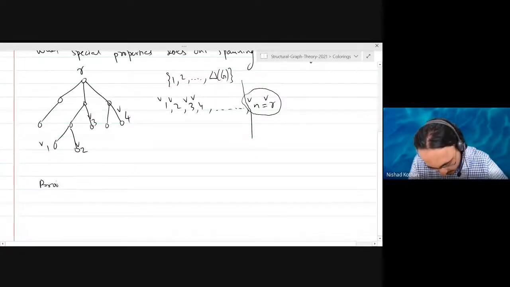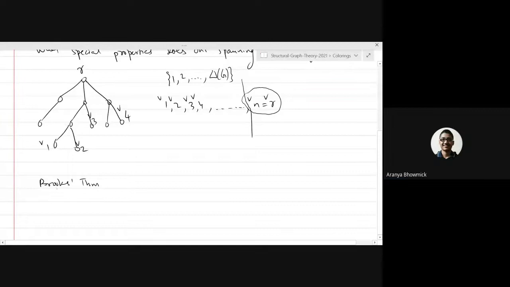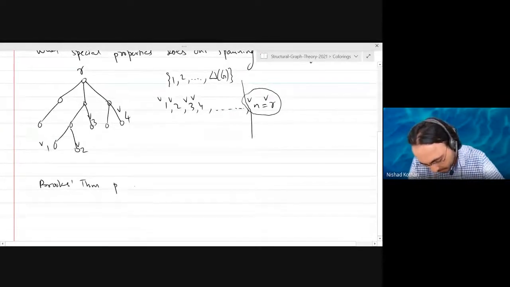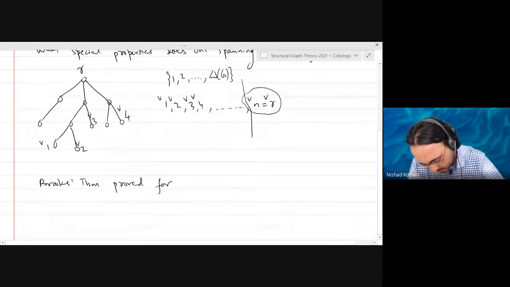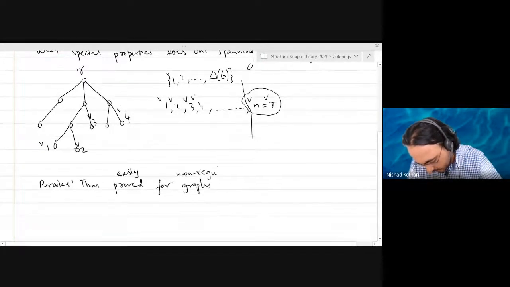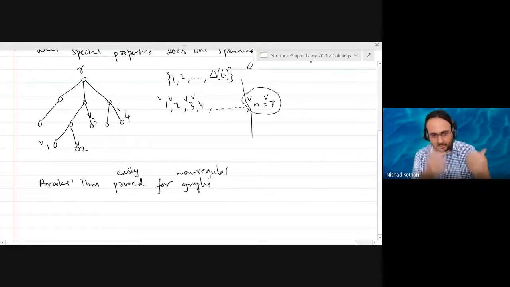So Brooks theorem is actually easy to prove in this case. I will construct a spanning tree and I will make such a vertex my root. So Brooks theorem is actually easily proved for non-regular graphs. You can easily prove it for graphs that are not regular.